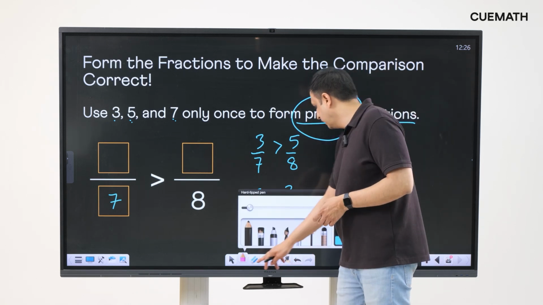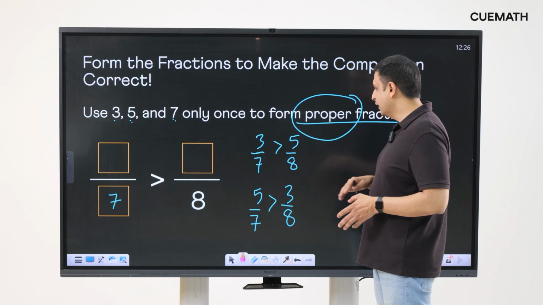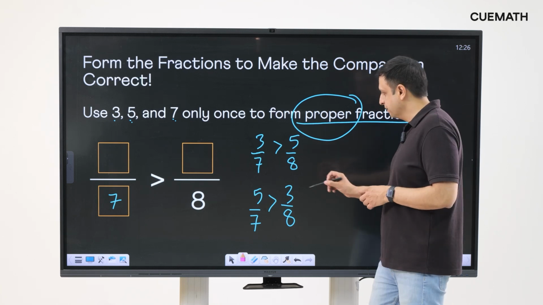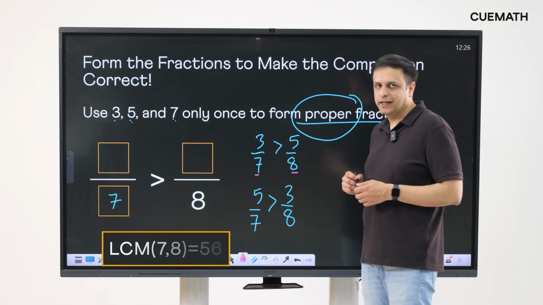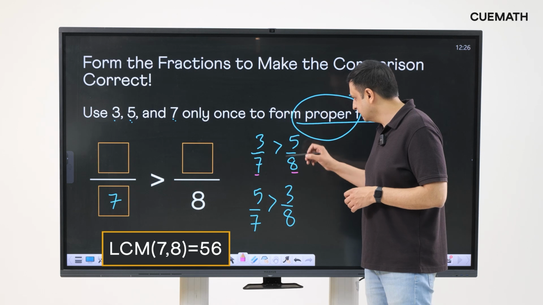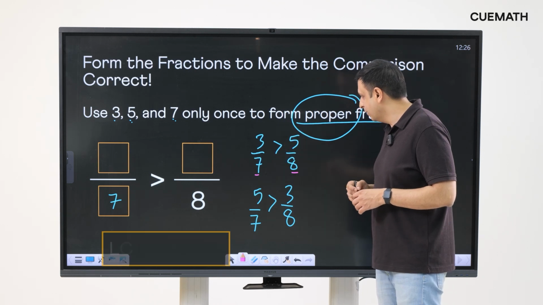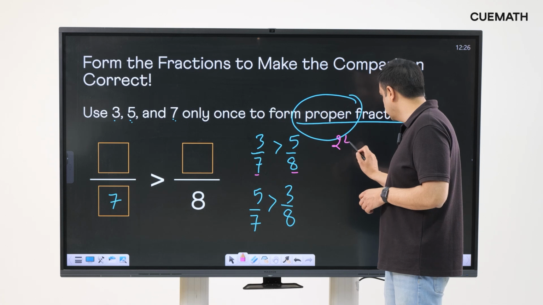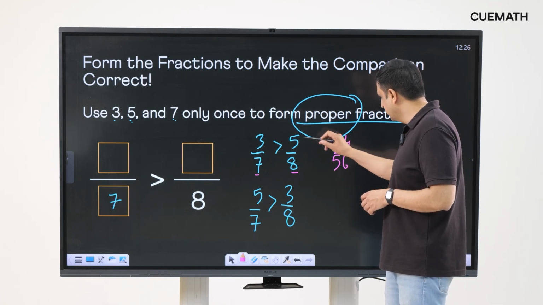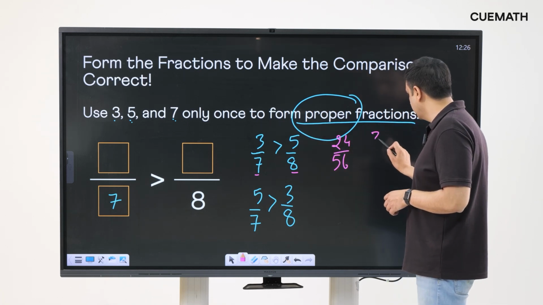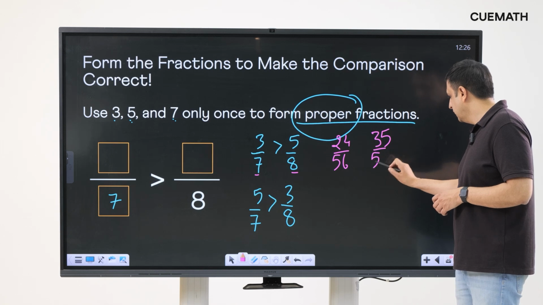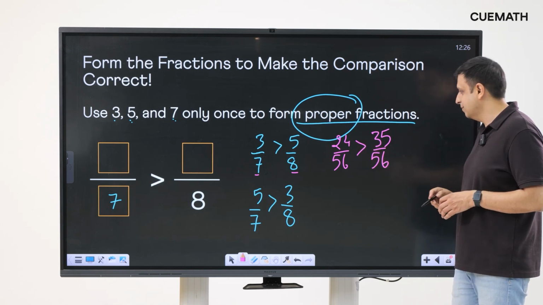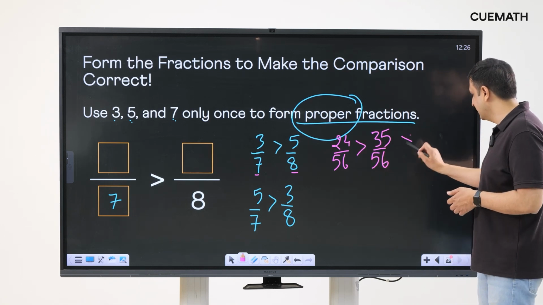For that, we'll convert these fractions into equivalent fractions with the same denominator. So 7 and 8, the lowest common multiple is 56. Here multiply above and below by 8, you get 24 over 56. And here you multiply above and below by 7, you get 35 over 56. And is 24 over 56 greater than 35 over 56? That's not true. So this one is incorrect.